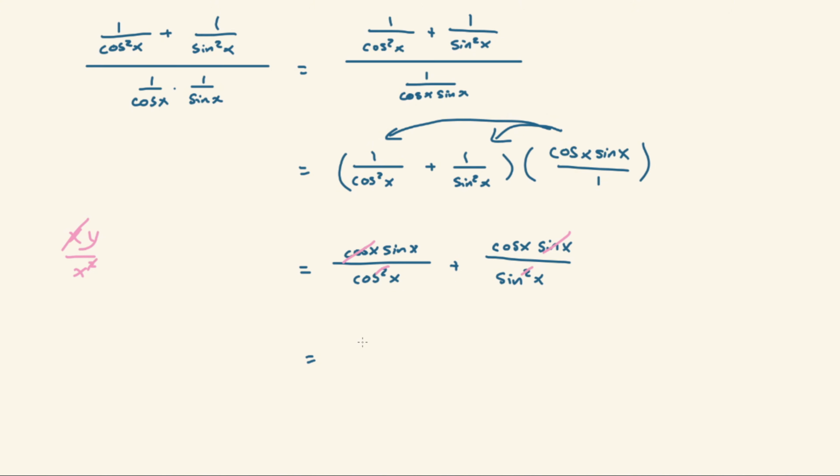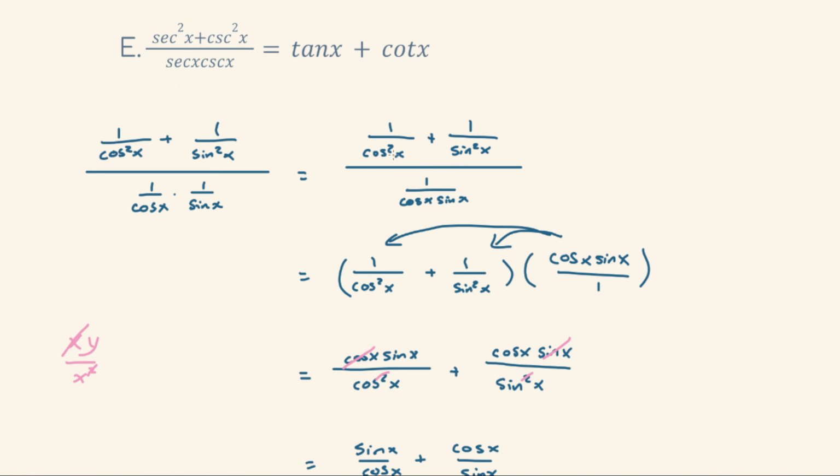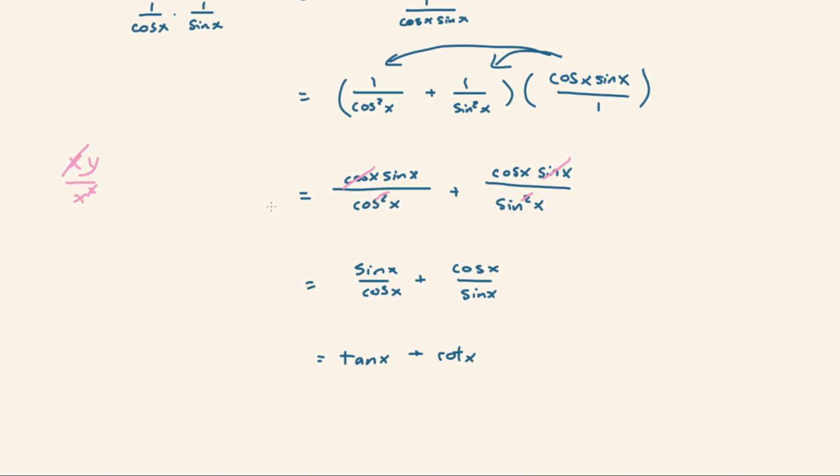So on the left, this first term, we've got sine x over cos x. And in my second term here, I've got cos x over sine x. Well, what is sine x over cos x? That's just tan x, right? And cos x over sine x, that's cotan x. And that's what we wanted to show here on this right side, right? So we're good.